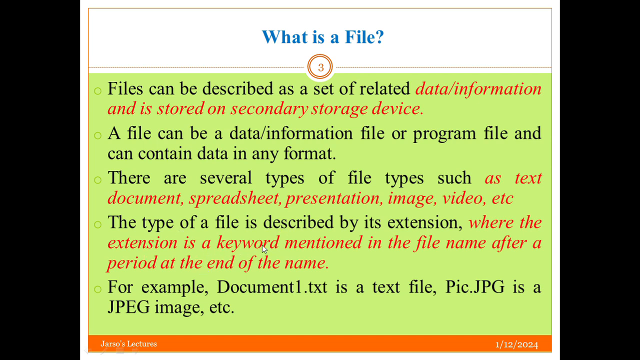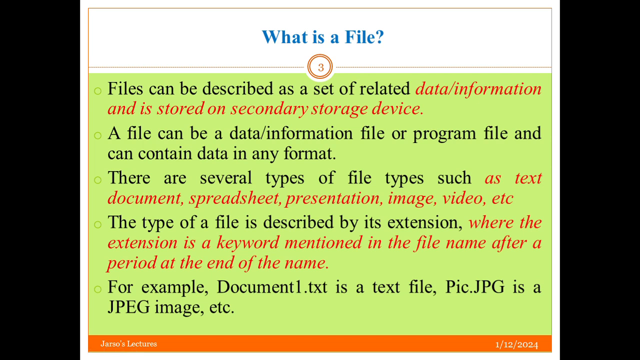Extension is a keyword mentioned in a file name after a period, at the end of the name of the file. For example, if it is an image, the image name is followed by a dot and the file extension, for example PNG, GIF, or JPG. Those are image file extensions. If it is textual, it can be .doc, a document. It can be .ppt if it is PowerPoint. It can be .html if it is an HTML file, .php if it is a PHP file, and .cpp if it is a C++ file.